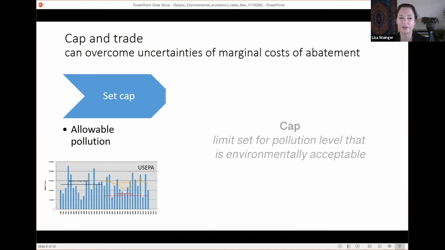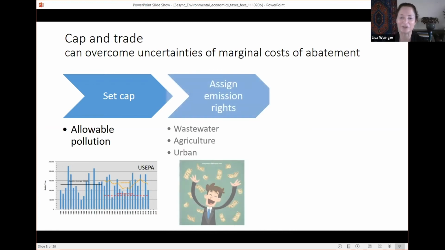Another way to overcome the uncertainty of the marginal costs of abatement is to use cap and trade. As a regulator, you set a cap, usually based on science. You're setting this cap based on what is needed to protect the estuary, in the case of the Chesapeake Bay. You assign rights to the different polluting sectors. I'm facetiously showing this man throwing money in the air because that is how a lot of people envision it: when you give away the right to pollute, you are essentially giving away money, in the sense of costs not imposed.